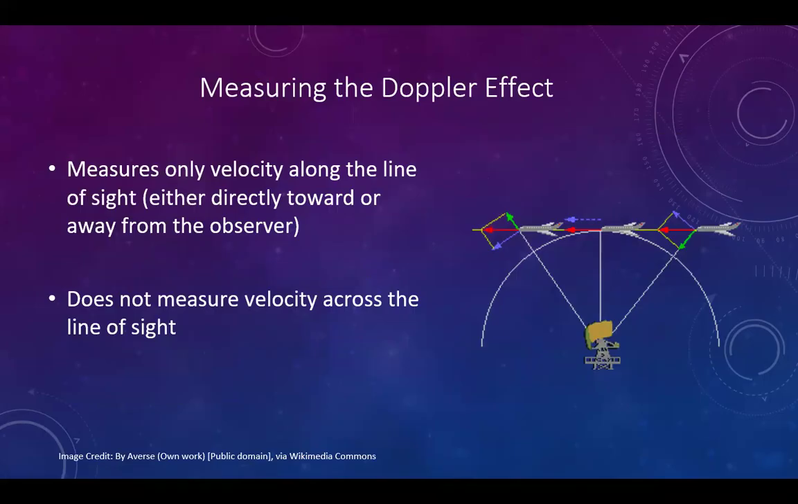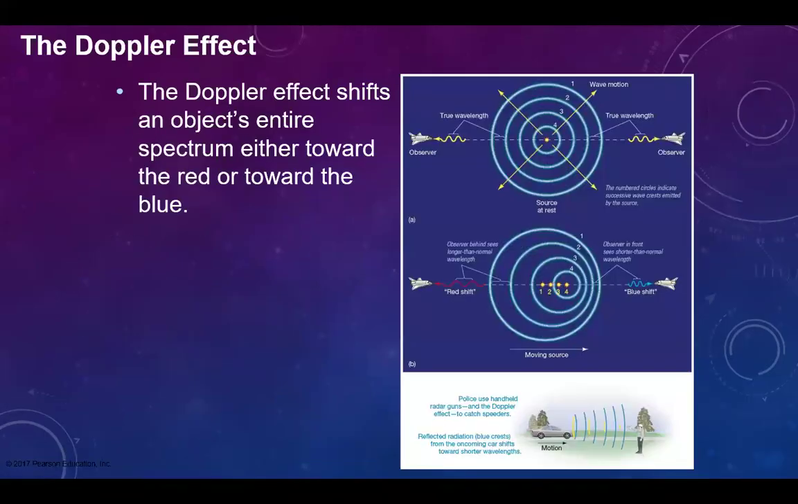So the Doppler effect only measures how fast something is moving towards or away from you. If something is moving across your field of view at right angles, it's not going to have any Doppler effect, but you'll be able to see it move. So we can combine the motion we see with the Doppler effect to figure out the actual speed of an object. It doesn't measure velocity across the line of sight, it only measures velocity towards and away from it. The Doppler effect shifts an object's entire spectrum towards the red or towards the blue.